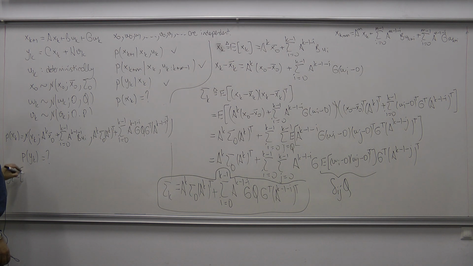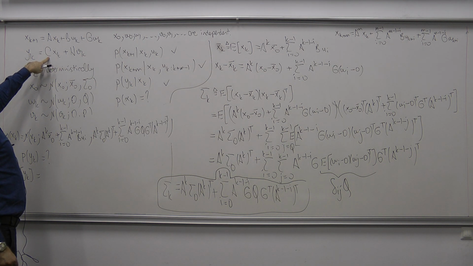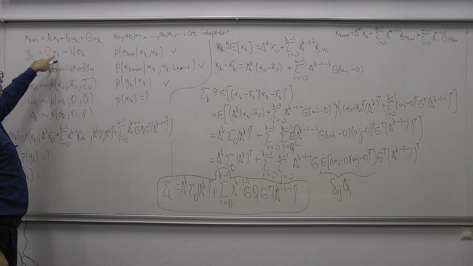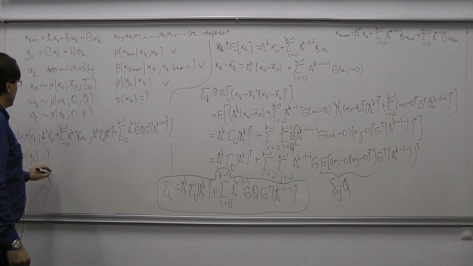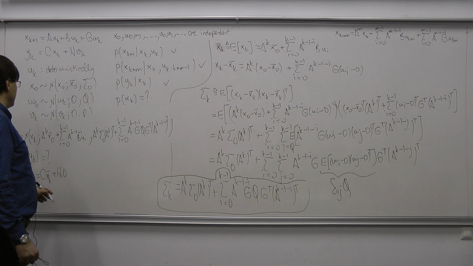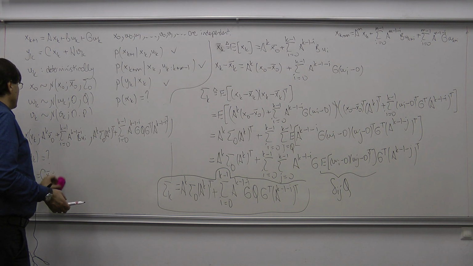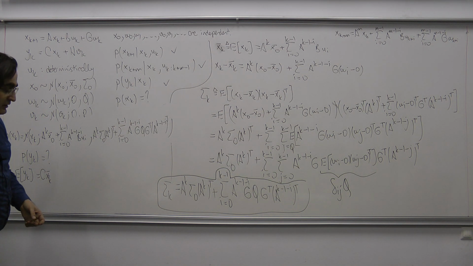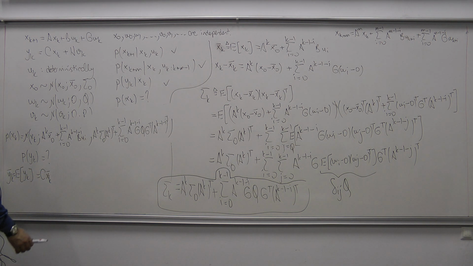Let us calculate the unconditional mean of y_k. y bar k is the expected value of y_k. I will just use this expression here. If I take the expected value of both of these terms, the first term expected value will be C times x_k bar, plus the expected value of H v_k, which is going to be H times 0. That means that this term is going to be 0, so I don't really have to write it. That means that the expected value of y_k is C times x_k bar.